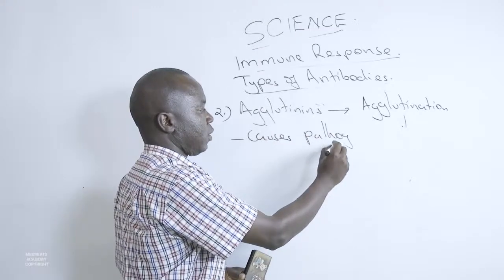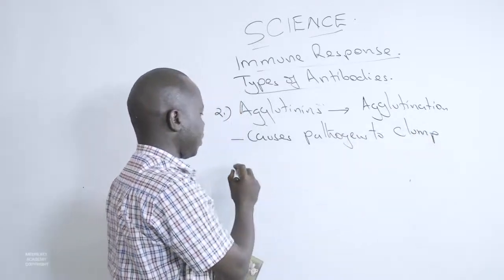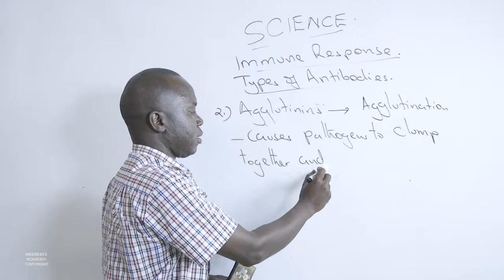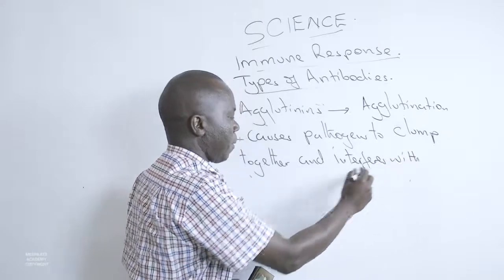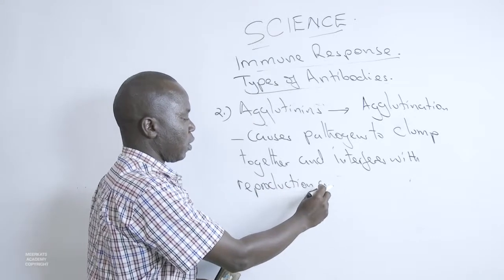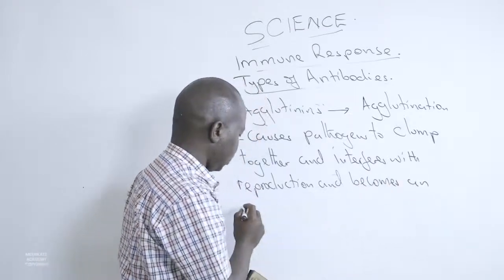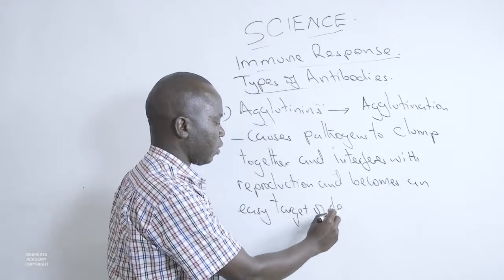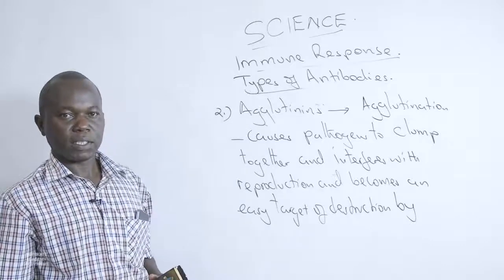So if we may make a note, we are saying agglutinin causes pathogens to clamp together, and interferes with reproduction, and becomes an easy target of destruction by phagocytes.